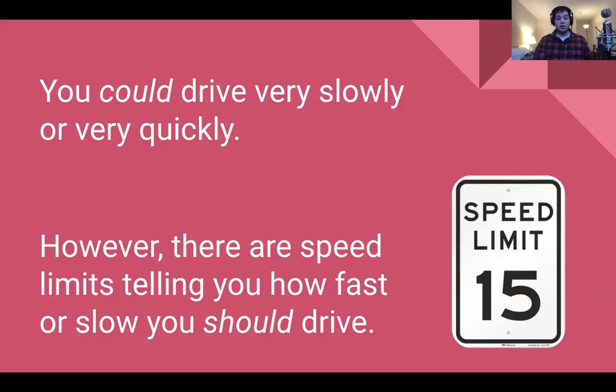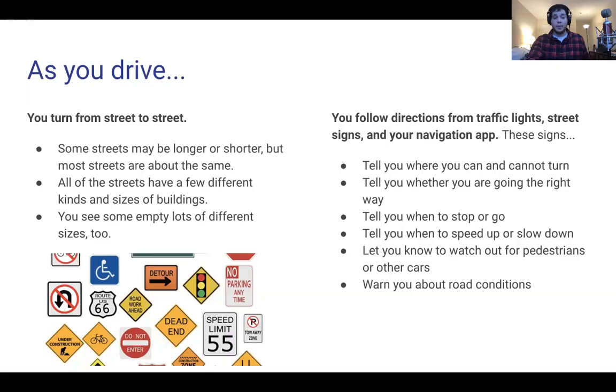You could drive very slowly or very quickly. However, there are speed limits telling you how fast or slow you should drive. As you drive, you turn from street to street. Some streets might be longer or shorter, but most streets are generally about the same length. All of the streets have a few different kinds and sizes of buildings, depending on where they are in the city. You can see some empty lots sometimes too, and those are different sizes as well, but you see buildings and lots. They're kind of mixed together.